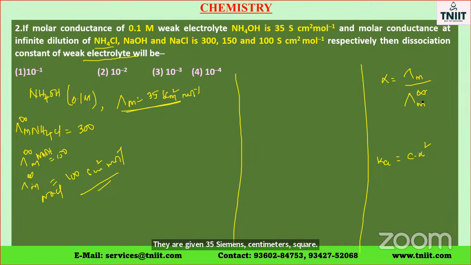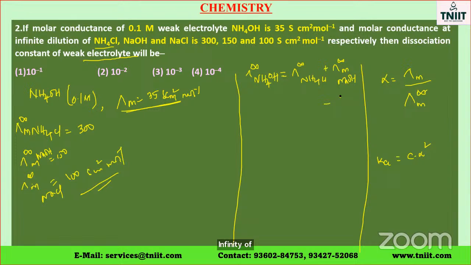But lambda m infinity, we don't know for this weak electrolyte. How do we calculate lambda m infinity for ammonium hydroxide? This is based on Kohlrausch's law. So we can calculate this as lambda m of ammonium chloride plus lambda m infinity of sodium hydroxide minus molar conductivity at infinite dilution of sodium chloride.